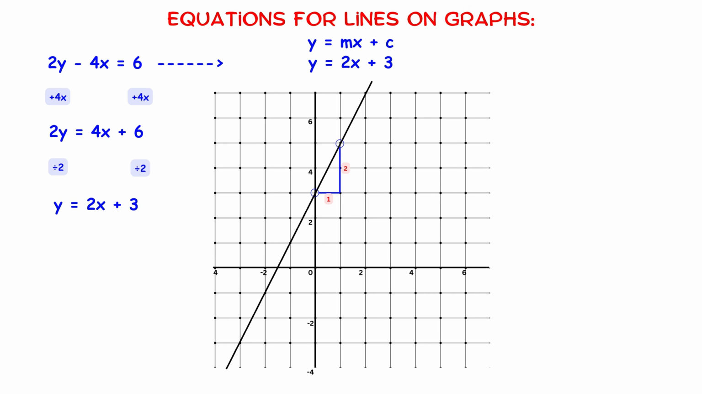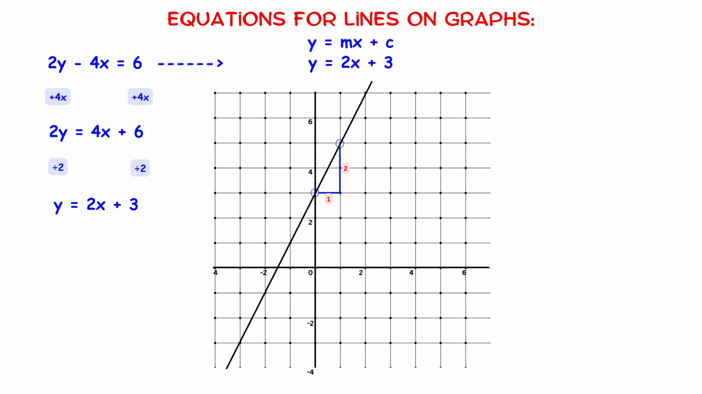However, if we had been given our equation in this other form, 2y minus 4x equals 6, then we couldn't have used this technique to sketch it. Instead, we'd have had to rearrange it into the form of y equals mx plus c. See, first to do this, we just add 4x to both sides to get 2y equals 4x plus 6, and then divide both sides by 2 to get y equals 2x plus 3. And now that it's in the form of y equals mx plus c, we know both the gradient and the y-intercept, so we can plot it.